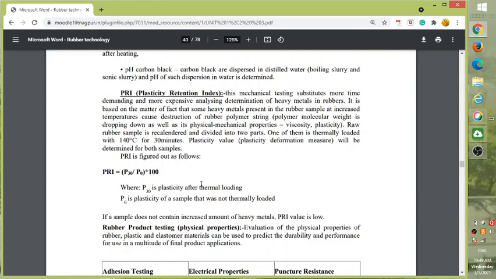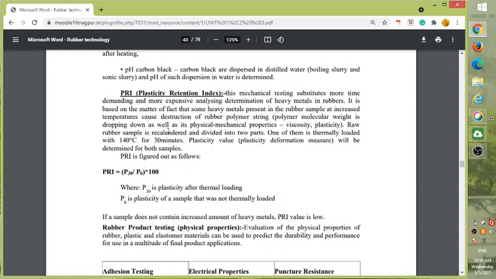Plasticity retention index. This mechanical testing substitutes the more time demanding and more expensive analytical determination of heavy metals in rubber. It is based on the fact that some heavy metals present in the rubber sample at increased temperature cause destruction of the rubber polymer chain. Polymer molecular weight is dropping down, as well as its physical mechanical properties; viscosity and plasticity also drop down.